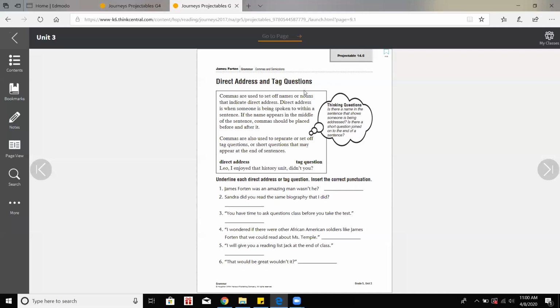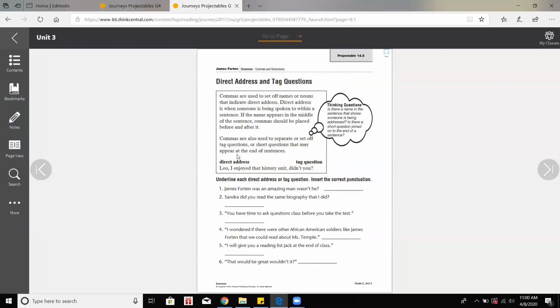Okay, what about tag questions? Tag questions are short questions that may appear at the end of sentences, used for confirmation of prior meaning, right? But let's focus on this. It says in here for direct address, if the name appears in the middle of the sentence, then a comma should be placed before and after it. So we'll understand some more of that by looking at the example.